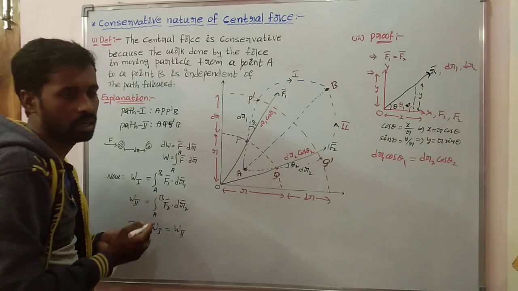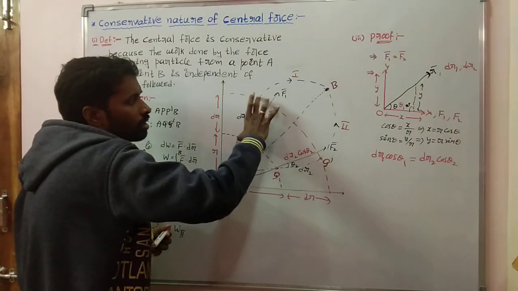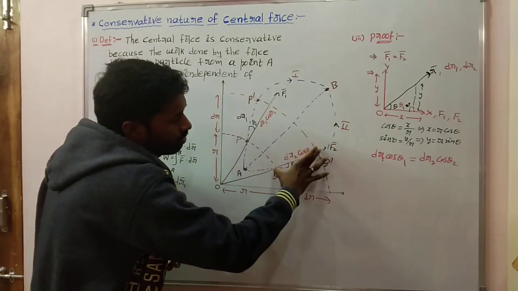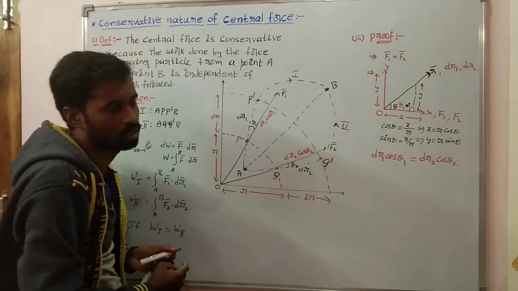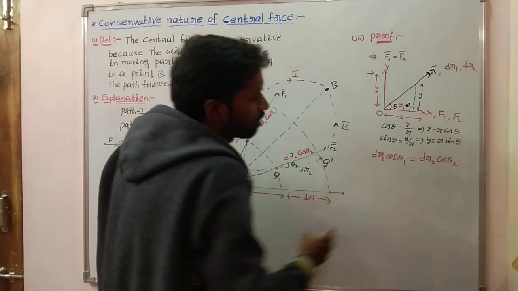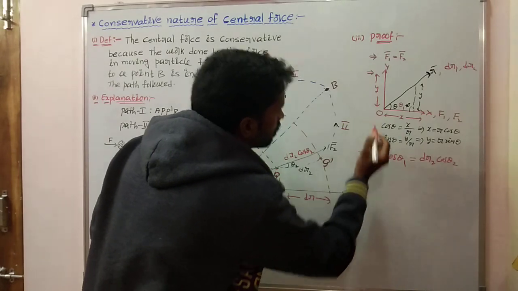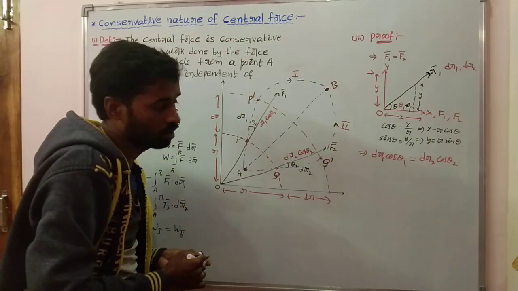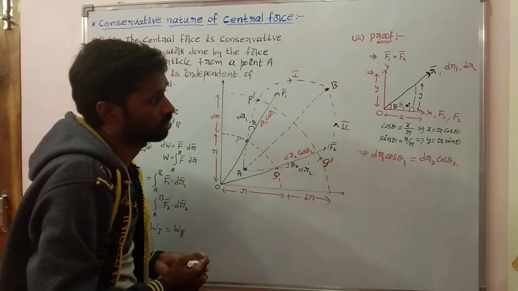Let us see this diagram. What is this value? dr1 cos theta 1. This is equal to dr. What is this value? dr2 cos theta 2. This is also equal to dr. That's why, from the diagram, dr1 cos theta 1 is equal to dr2 cos theta 2. See these two values. Here these two are equal.